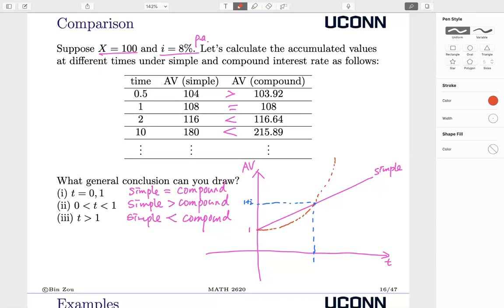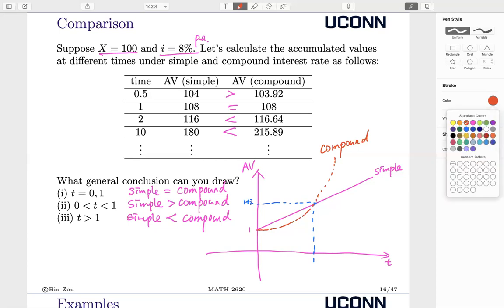So this is, of course, my drawing is really bad, but it somehow represents the compound interest rate, right? Because under the compound interest rate, the cumulative value is a power function. So it somehow grows like this, right? So from this, we immediately see everything we summarized from here, right?